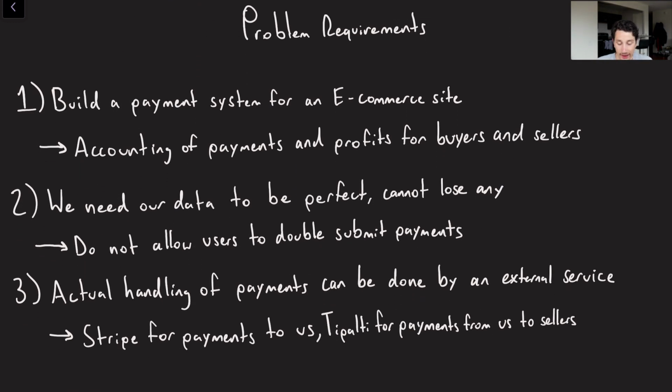Cool, so let's go ahead and formalize some problem requirements. Like I mentioned, this is for an e-commerce site, and one of the main things that we want to do is, number one, account for all of the payments for all of our buyers and also all of the profits for all of our sellers. Ideally, those should be ordered by time so that we can quickly figure out over a given time range how everyone is doing in terms of how much they're spending and how much they're making.